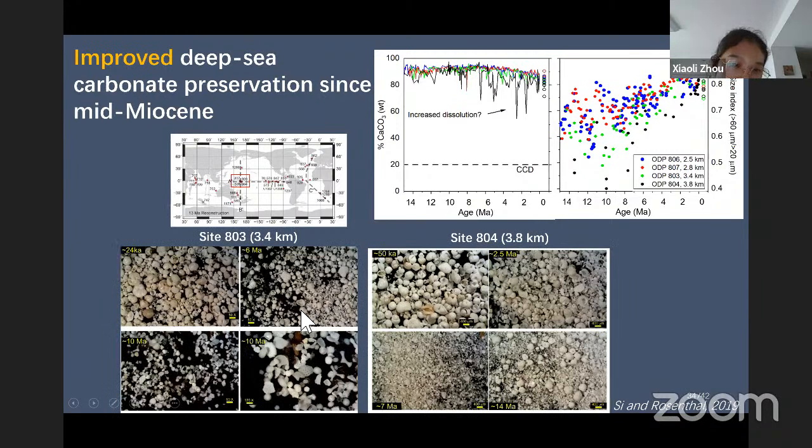And this can also be confirmed with the photos. For example, these two sets of photos show you how the samples look from 803 and 804 from different depths. In the mid-Miocene, we can see more fragments at both sites. But in the Pleistocene, we see many complete foram shells.